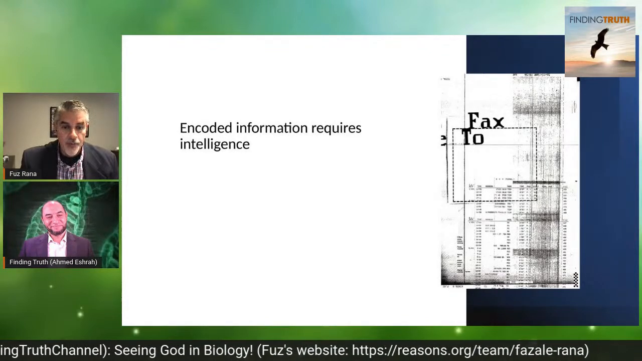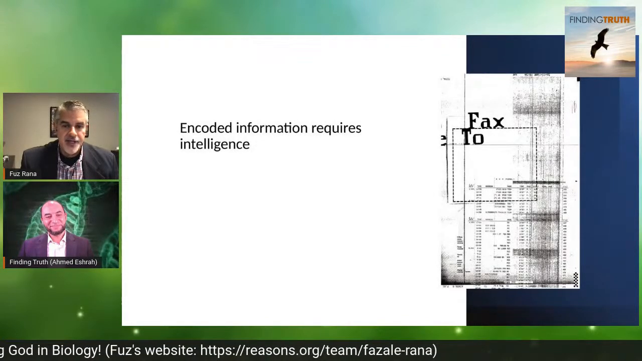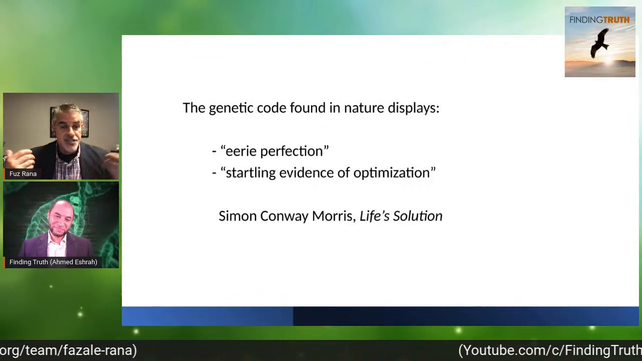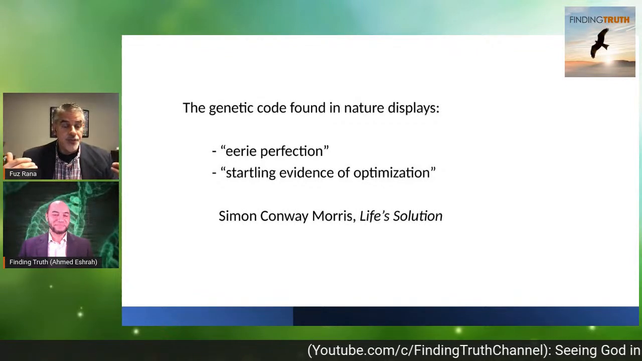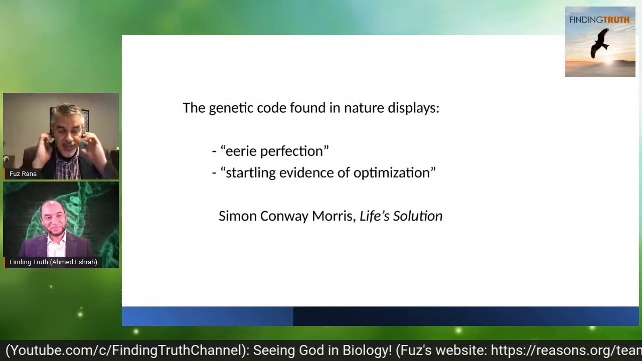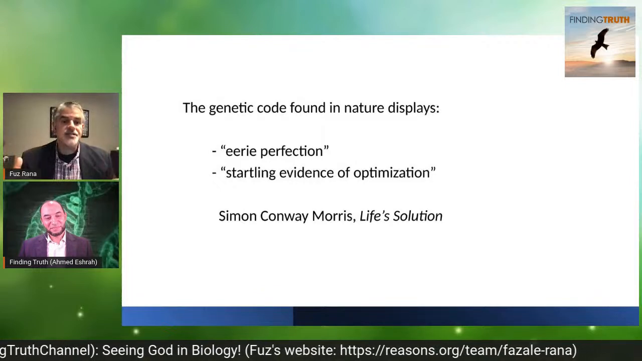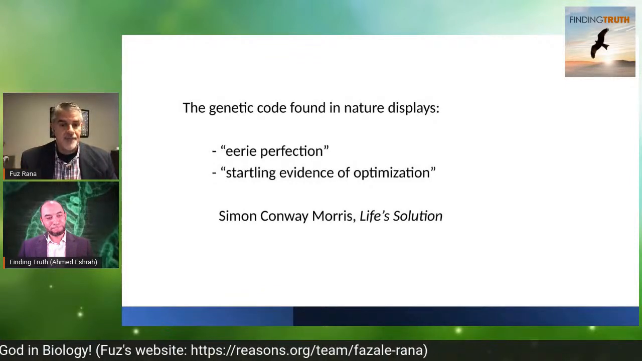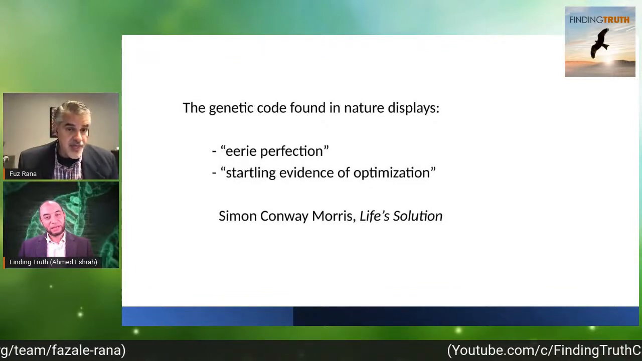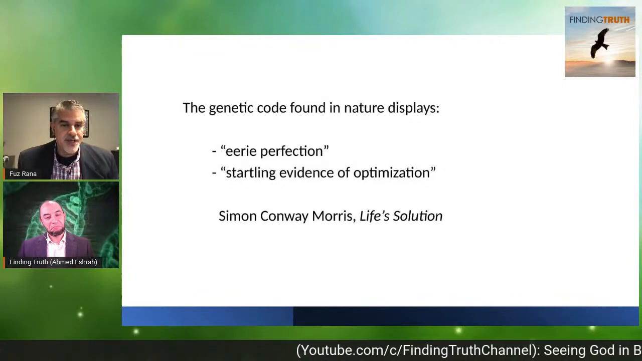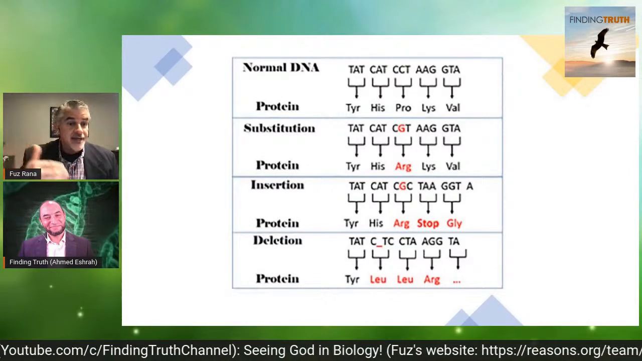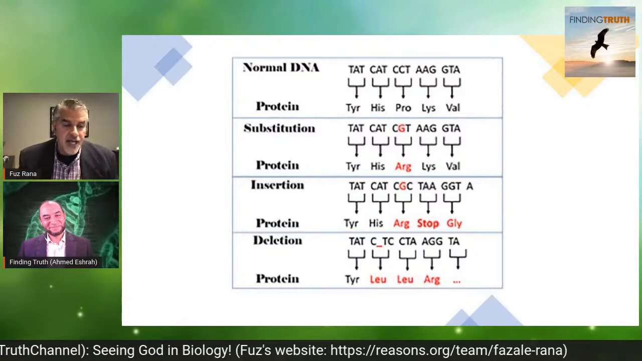But it turns out that the more people have probed the redundancy of the genetic code, the more they found something really quite remarkable, and that the genetic code seems to be highly optimal to withstand error that could occur during data transmission. Wow. During the translation process, the genetic code is exquisitely optimized. Wow. And in fact, Simon Conway Morris, who's an evolutionary biologist, also a theist, said that the genetic code displays eerie perfection and startling evidence of optimization. And to appreciate that, we need to think about the types of errors that can occur.